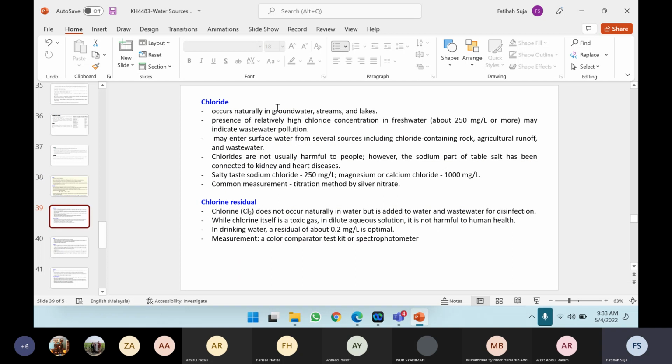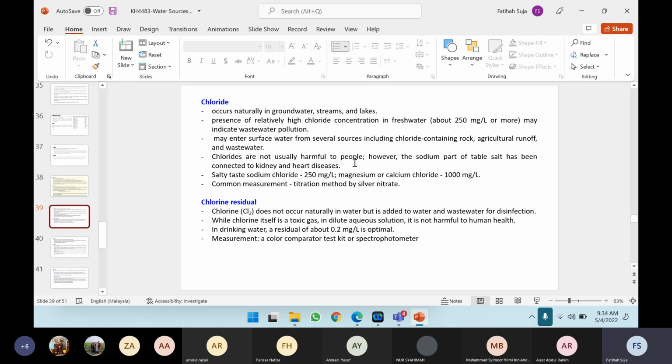Okay, chloride occurs naturally in groundwater, streams, and lakes. The presence of relatively high chloride concentration in fresh water, about 250 milligram per liter or more, may indicate wastewater pollution. They may enter surface water from several sources, including chloride-containing rock, agricultural runoff, and wastewater. Chlorides are not usually harmful to people. However, the sodium part of table salt has been connected to kidney and heart diseases.